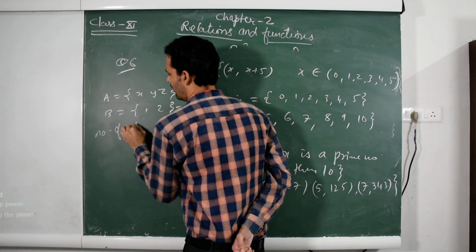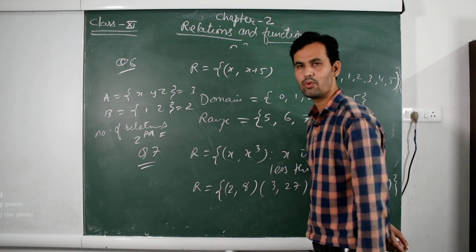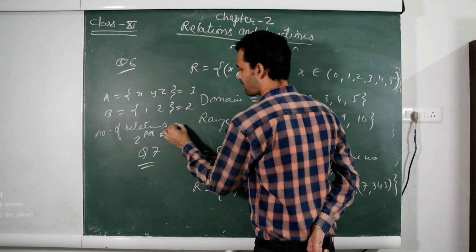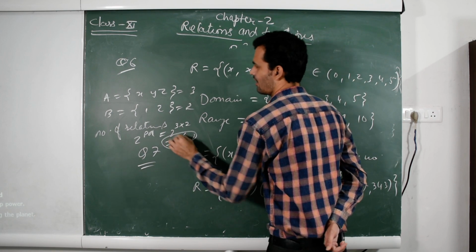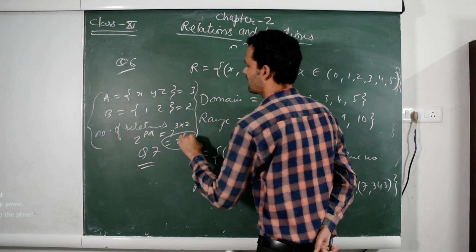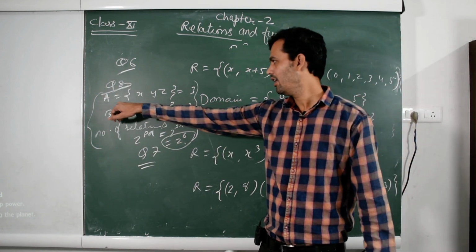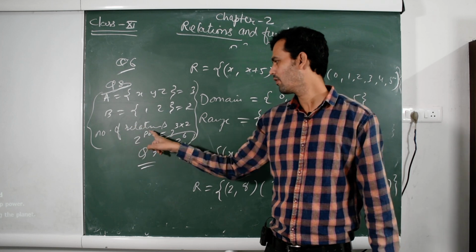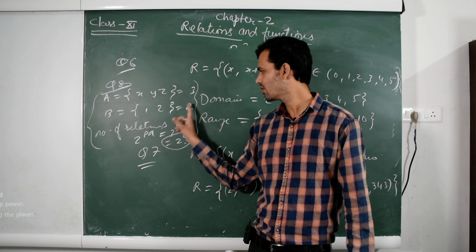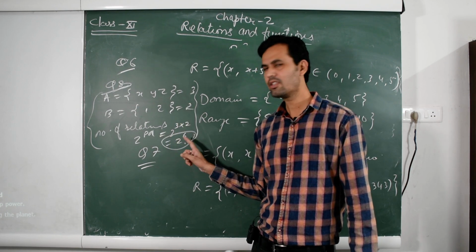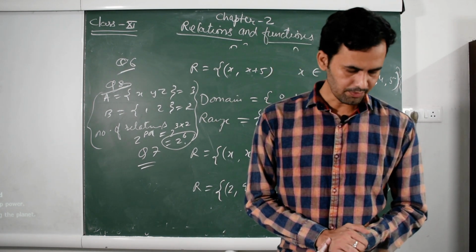Number of relations, we know, is 2 to the power pq. Here p is 3 and q is 2. So 2 to the power 6 is the total number of relations in question number 8. Okay. A is having 3 elements, B is having 2 elements. Number of relations is 2 to the power pq. P is 3, Q is 2. So 2 to the power 3 into 2, it means 2 to the power 6 is the total number of relations from A to B.